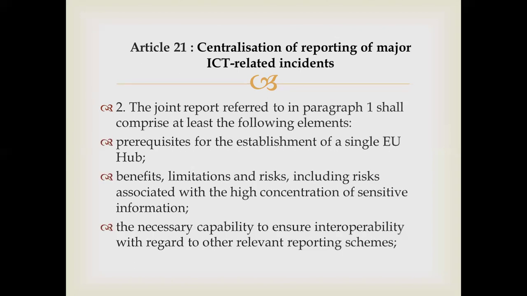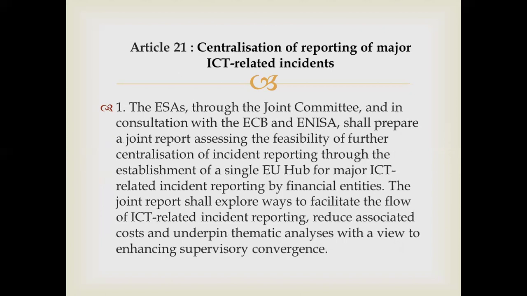Paragraph 2 says the joint report referred to in paragraph 1 shall comprise at least the following elements: prerequisites for the establishment of a single EU hub, benefits, limitations, and risks, including risk associated with the high concentration of sensitive information. It's going to be complex, actually. You see the whole EU, all the financial entities in the EU, basically thousands of them, reporting to a single EU hub. So imagine the complexity. That's why they are saying, let's look at the benefits, the limitations, and the risks also. Then the necessary capability to ensure interoperability with regard to other relevant reporting schemes. So this is basically what Article 21 is saying. Can we have a single EU hub for reporting of major ICT-related incidents?